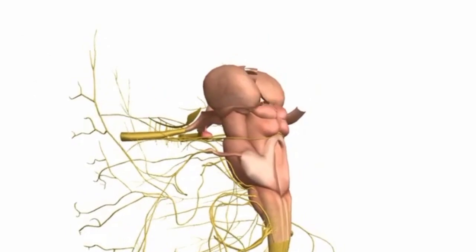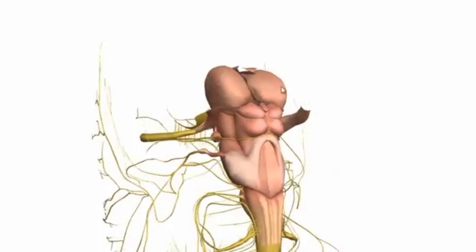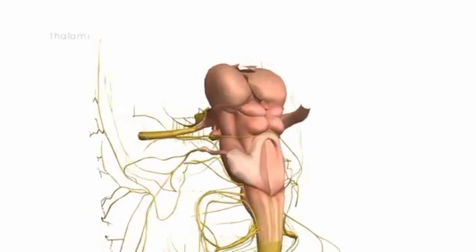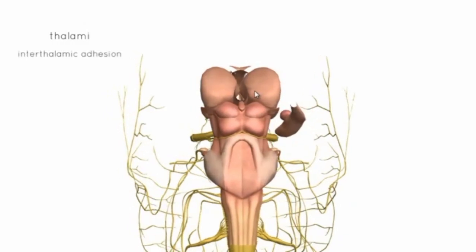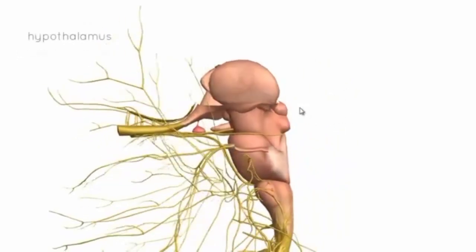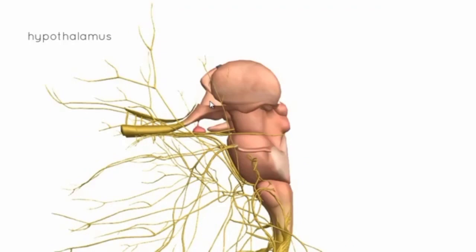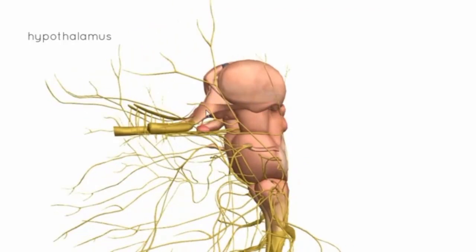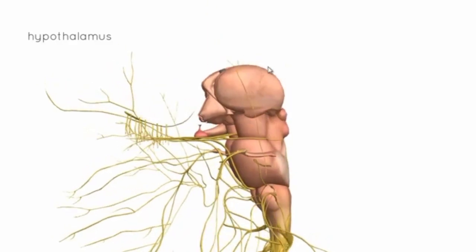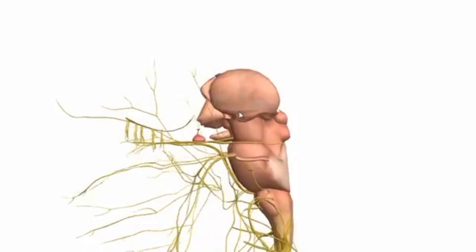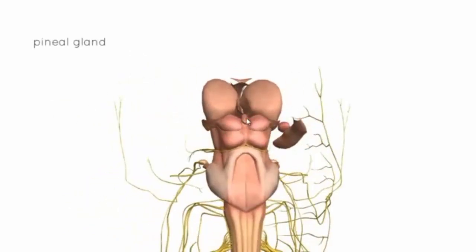You can see this paired structure, these oval roundish structures. These are called the thalami, and you've got two thalami, one on each side, and they're joined at the middle via the interthalamic adhesion. Just below the thalamus you've got the hypothalamus, which is a little bit smaller. The hypothalamus sits here. I just got rid of a few of those structures. So you can see the oval shaped thalamus and the hypothalamus below it, and at the back just here you've got the pineal gland.